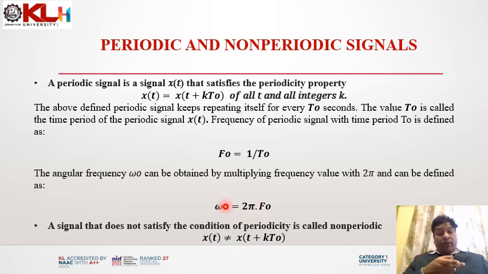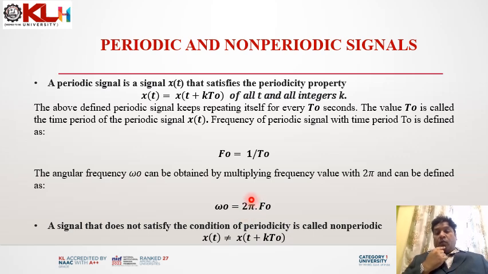So if you know the fundamental frequency f naught, we can calculate the angular frequency. If you know the angular frequency, we can calculate the frequency, and both are like twins or like brothers. If you know the frequency, you can calculate the angular frequency by simply multiplying with 2 pi.